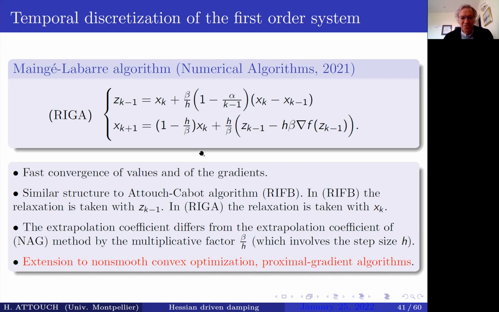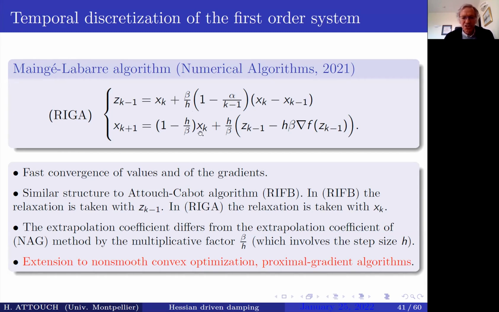You see, if you forget about this term, it's the structure of the Nesterov algorithm. The difference here is that you have two differences. You have a relaxation term, which is here, and you have also a coefficient beta in front here. Yet you see the relaxation compensates for the fact that this may be large.